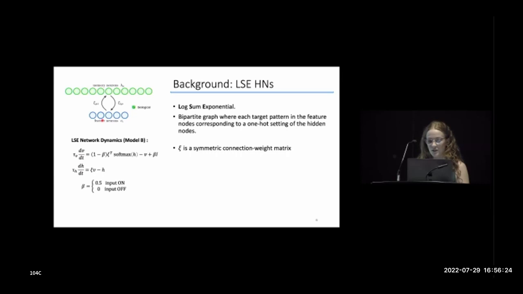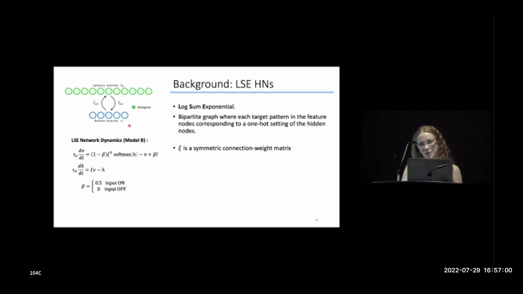And this connection weight matrix here is symmetric, and they store the weights just like in the original Hopfield networks. So we can then describe the activity of the neurons in continuous time using these coupled dynamic equations, where the output of each neuron is a function of their corresponding input. For the hidden neurons, the softmax function is used, and for the feature neurons, the identity, or no function, is used. And the I here just represents an external input that we can apply to the feature neurons, which we can turn on and off using this beta term.